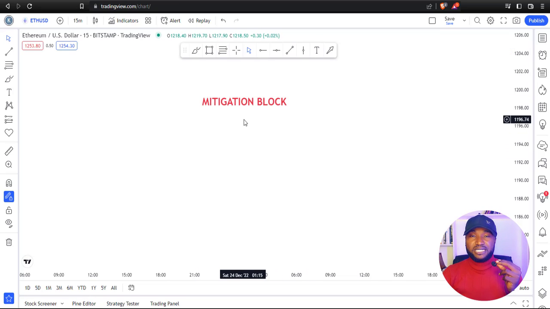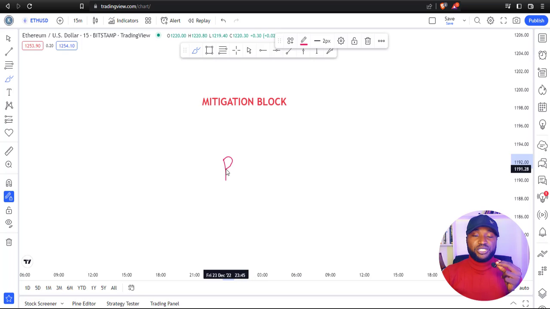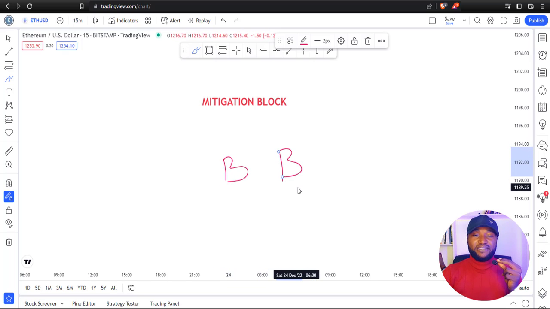Now we will discuss a mitigation block. Just like an order block, we also have two types of mitigation block. We have the bearish mitigation block and then we have the bullish mitigation block. They are very powerful. I'm going to show you how to spot them on a live chart, but let's start with discussing what a mitigation block is.